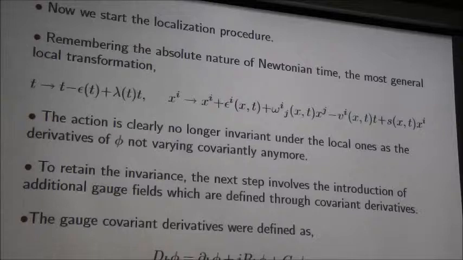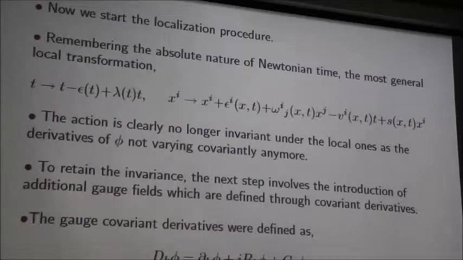So the parameters for this case depend on both space and time, and here lambda depends only on time. But remember that at the flat limit, lambda has to be 2s. So if I consider this local transformation, I find that the action is no longer invariant under the local transformations because the covariant derivatives are not varying properly. They are not giving a covariant nature.